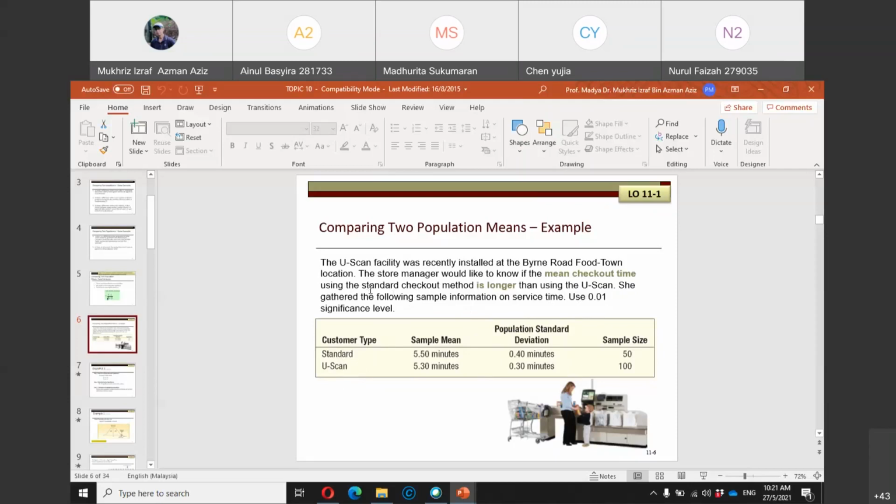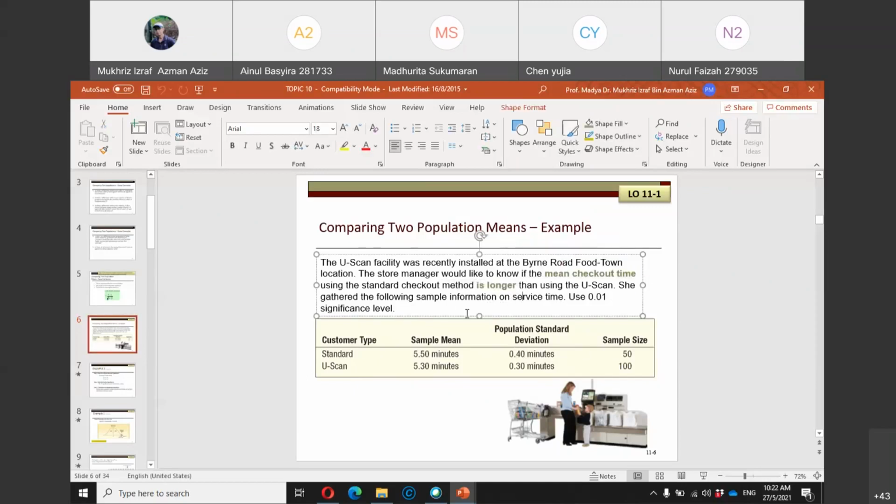Okay, they want to know if the standard checkout time is longer than the new scan. So the time taken from the standard, which I believe is the older method, is longer, meaning it takes customers longer to check out, or to finish scanning their items at the counter. So she gathered the following sample information, and then you want to test. So the keyword here is longer.